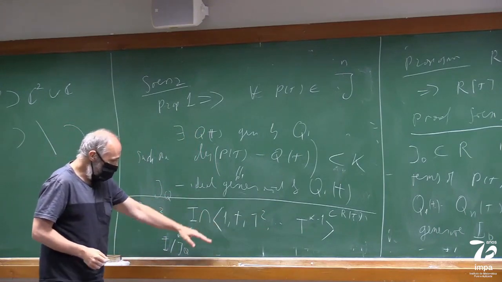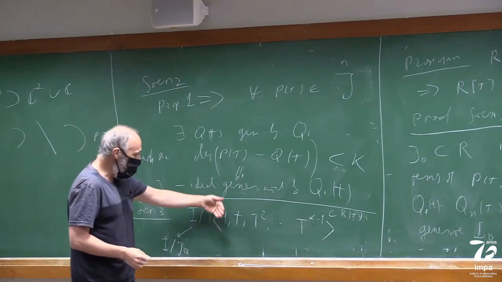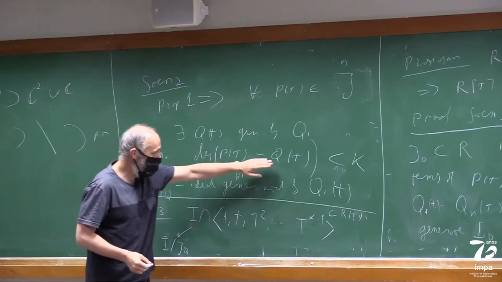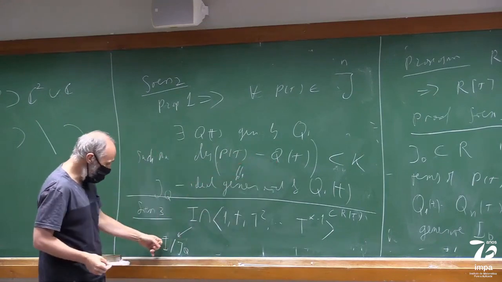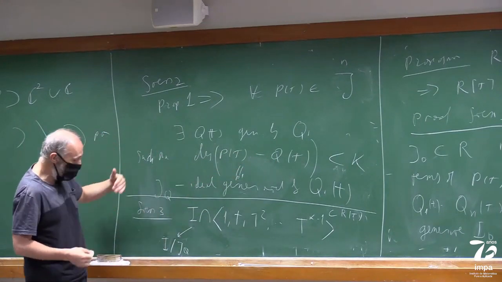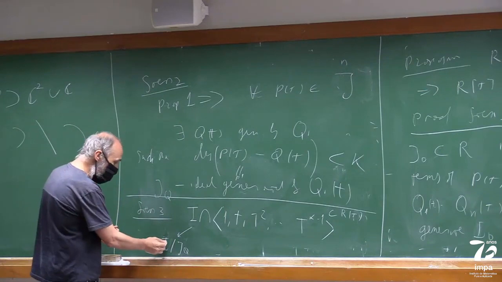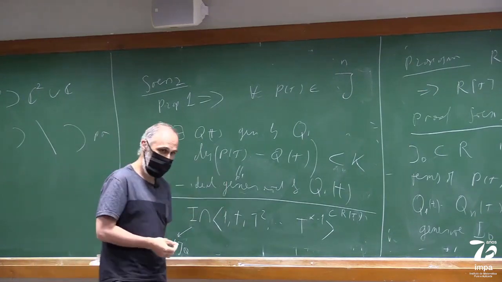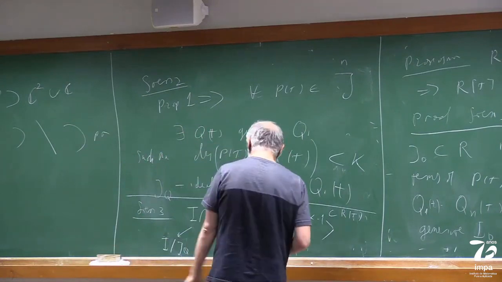And this polynomial represents this P of t up to Q of t. If you consider this as an element of the quotient, I by I of Q, this is precisely P1. This is why it is surjective.